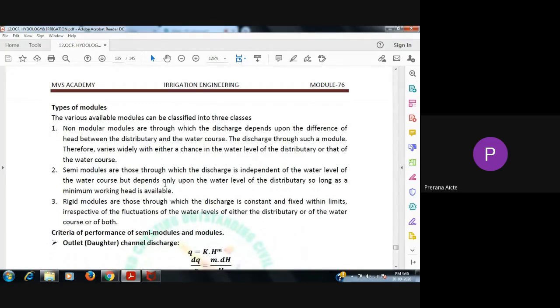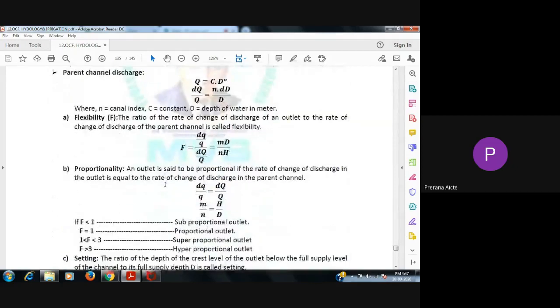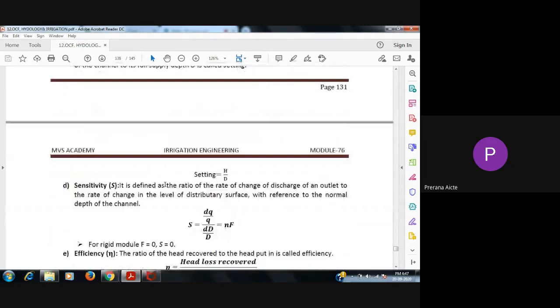So non-modular modules, semi-modules, and rigid modules. Three types. So these are the various definitions that we'll study then.